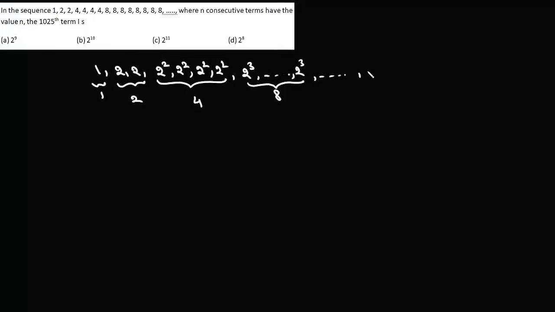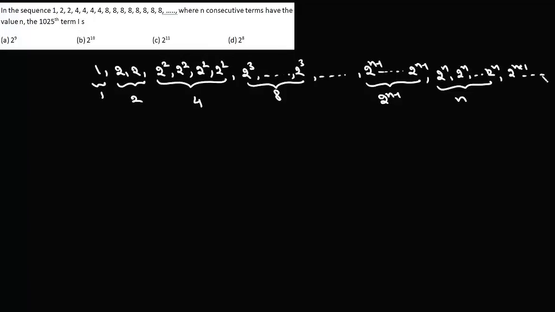Then it will be this series, 2 to the power n minus 1, 2 to the power of n minus 1 times. Then we'll have this series of 2 to the power n times, and then we'll have the series of 2 to the power n plus 1. Now suppose our 1025th term lies in this series. Suppose the 1025th term is in the series of 2 to the power n. Now we need to find the value of n.